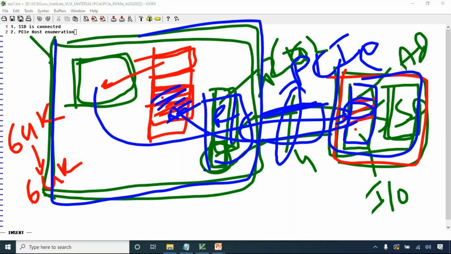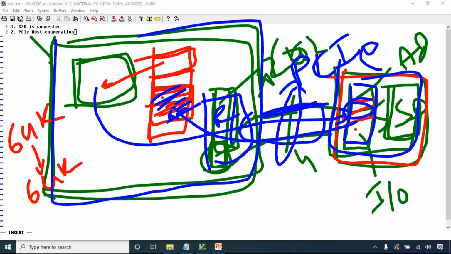And there is a concept where I can connect 10 SSD devices into my laptop, right? It is possible. As of now, I have only one SSD device, and there may be a possibility where I could connect multiple SSD devices. So how does my system know the address mapping of each one?